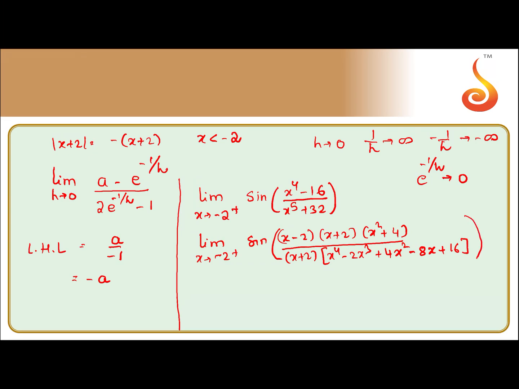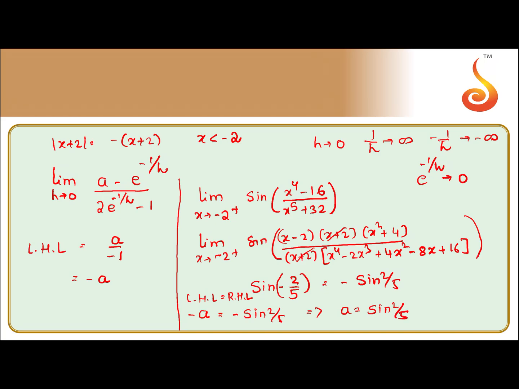So when we cancel, x plus 2 will cancel. We substitute x tending to minus 2 plus h. So finally we get sine of minus 2 by 5, which can be written as minus sine 2 by 5. So what we get is the value of a. Left hand limit must be equal to right hand limit. So minus a is equal to minus sine 2 by 5. This implies a equal to sine 2 by 5.